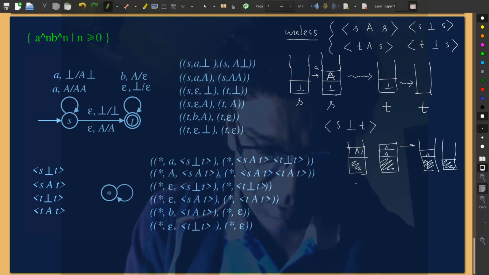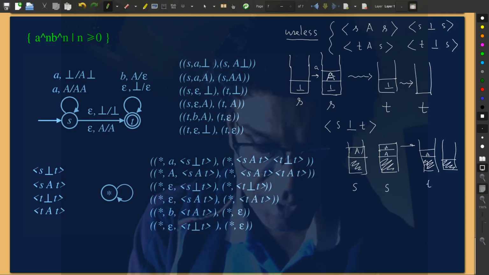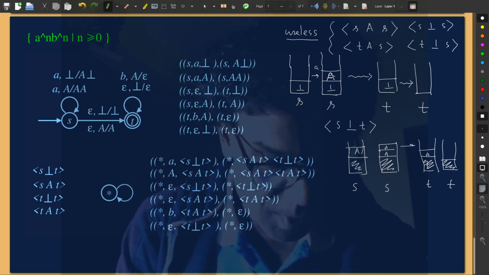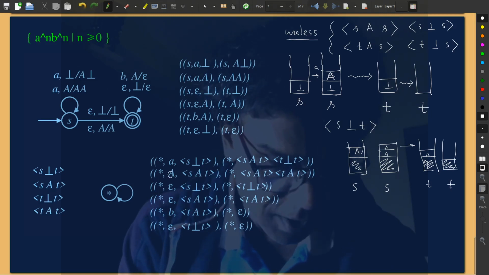And once again, from here S to S, and here it cannot be S once again, because after popping something you can never reach S, so this has to be T. Okay, so this should be small a. This should be small a. You consume A.